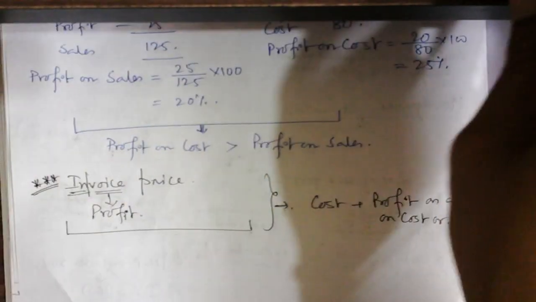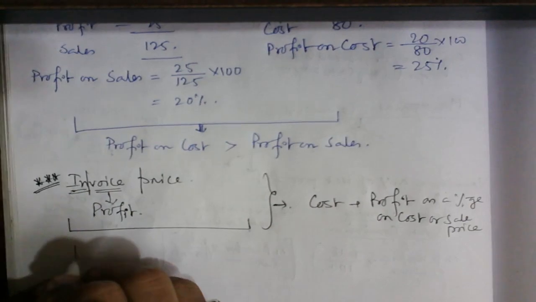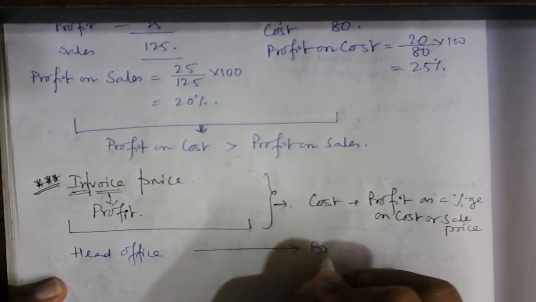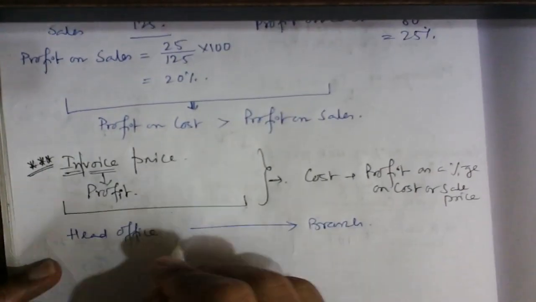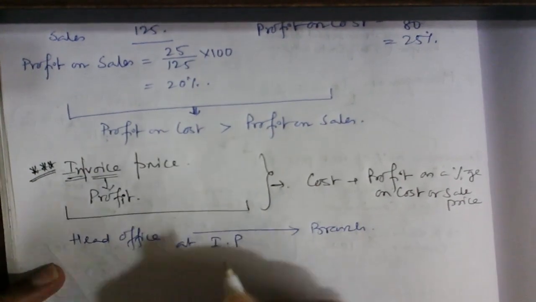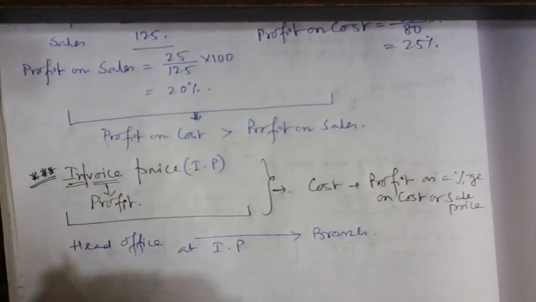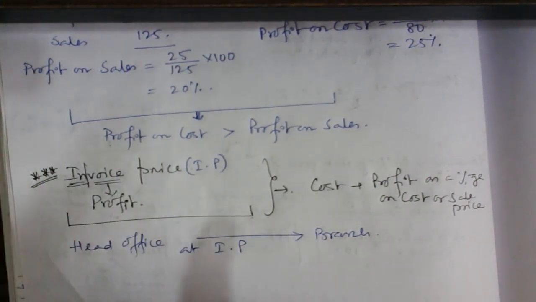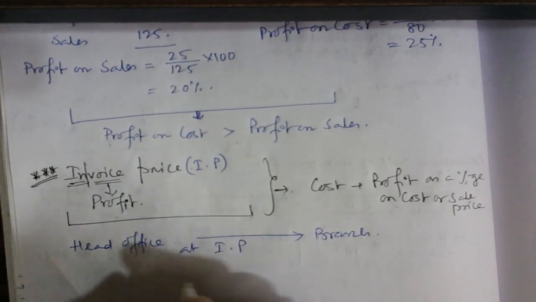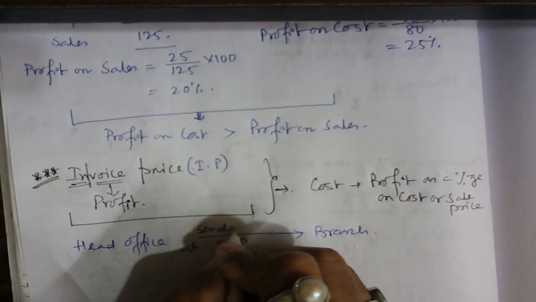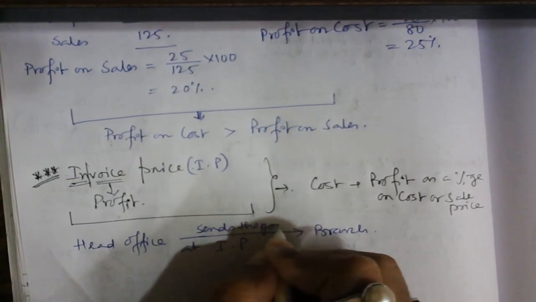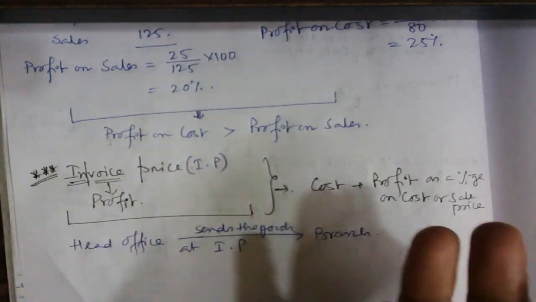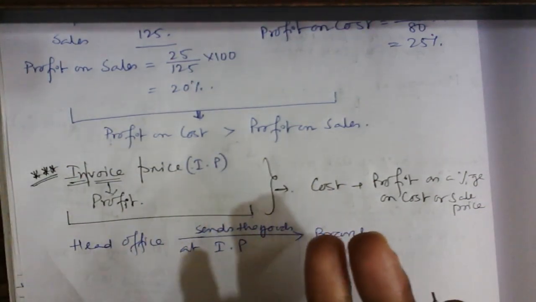And HO, head office, will send the goods to the branch at IP. I am making a short form of IP. From today onwards, you are going to understand CP, IP, SP. CP means cost price, IP is the invoice price, SP is the selling price. And WP is the wholesale price. So head office sends the goods to the branch at IP. Sometimes head office doesn't want to reveal the cost price to the branch, because obviously head office is the head.